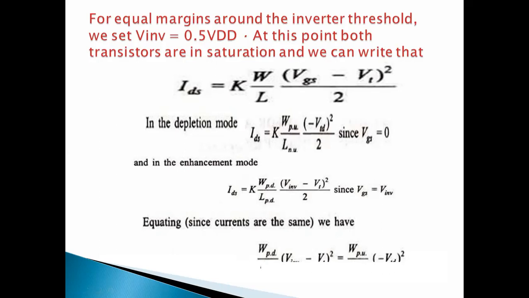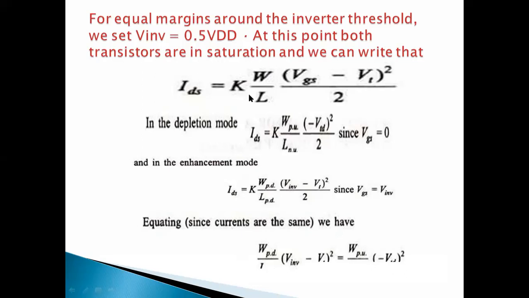Then we can write the equation for the output current: IDS equal to K times W by L times (VGS minus VT) whole square divided by 2. This is a general expression for the output current for both the enhancement mode and depletion mode transistors. VGS is the input supply, VT is the threshold voltage, W is the width of the channel, L is the length of the channel, and K is a constant factor.